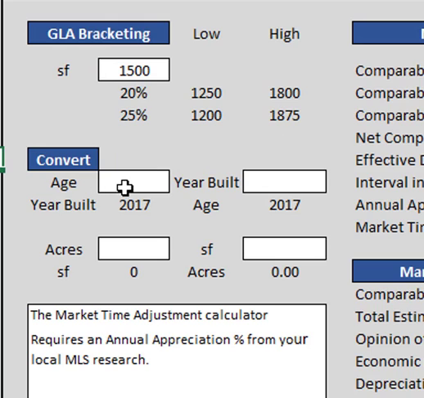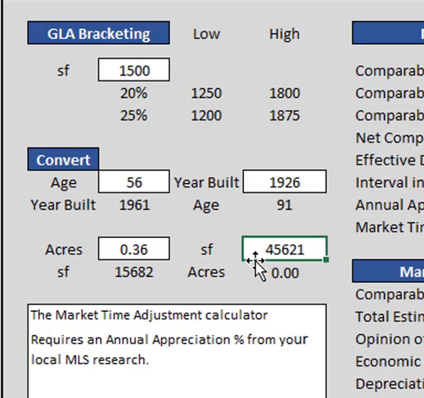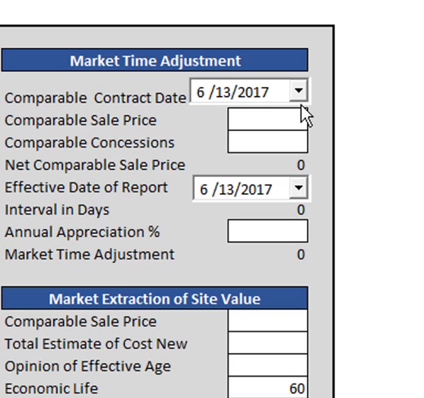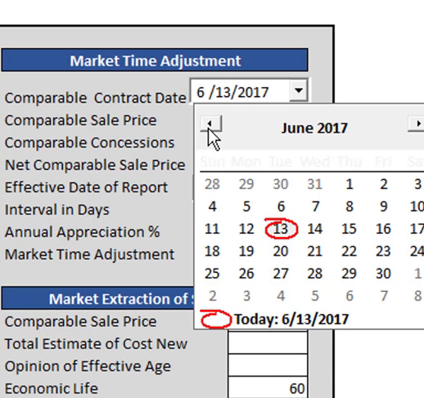The conversion calculator: in my MLS, it's frequently required to start with an age to get a year built because it searches by year built. If you want to go the other way, we can do that also. The same thing with acres and square feet. 0.36 acres is 15,682, and if you have the square footage, it shows the acreage.